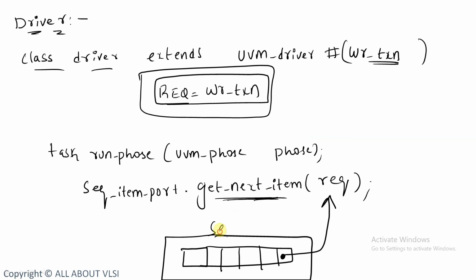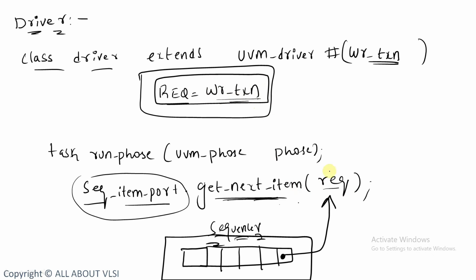This is the case with the sequencer. Once again I will explain this. When we call get_next_item using this port handle, we pass one argument, which is REQ. This REQ is of type write_transaction, so it is a handle of write_transaction.